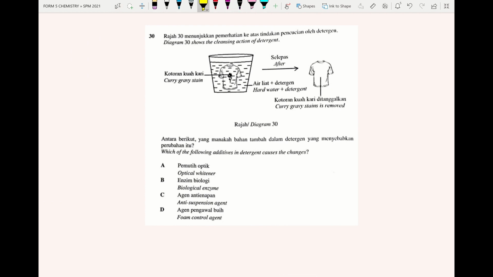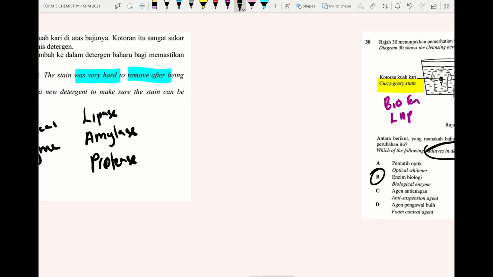All right, look at this question. Okay, curry gravy. So please remember biological enzyme. Here, after they add additive to the detergent and hot water, they ask which of the following additives causes the changes. So the answer will be biological enzyme.